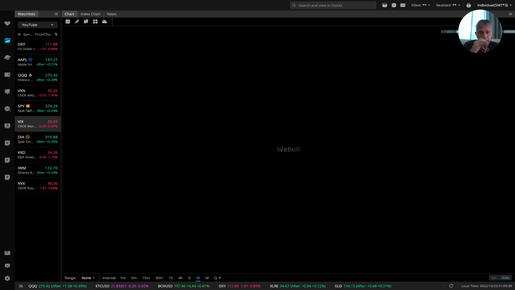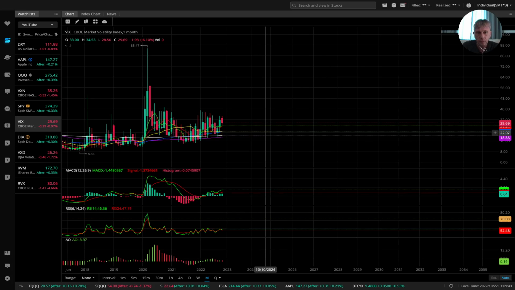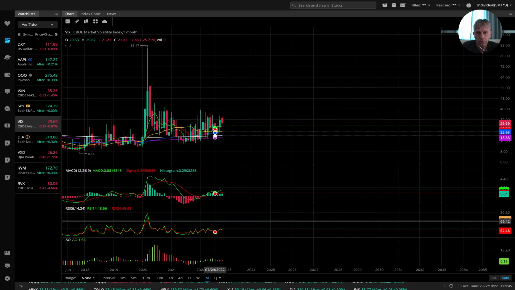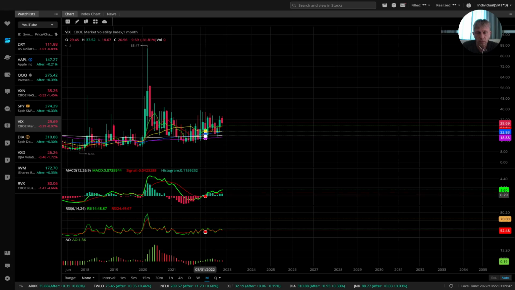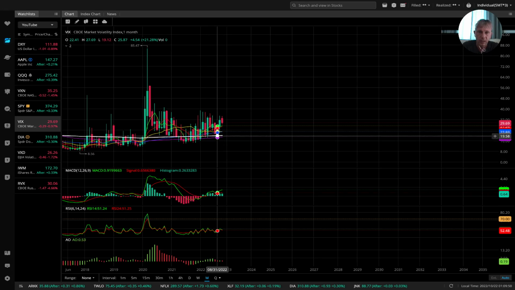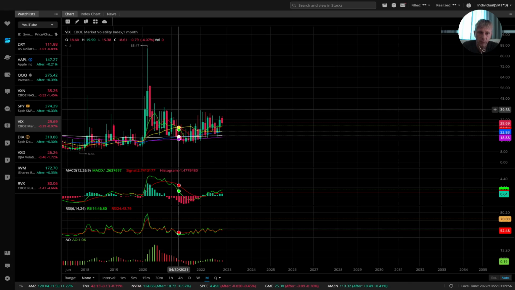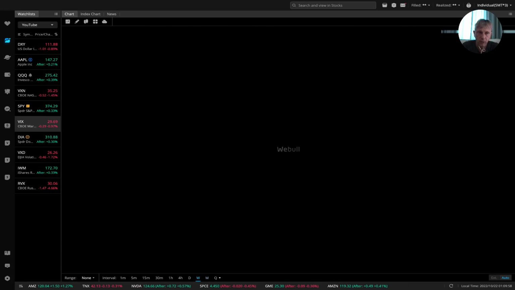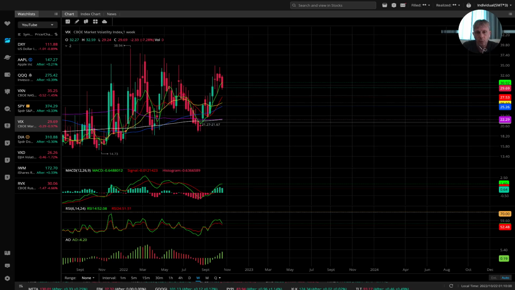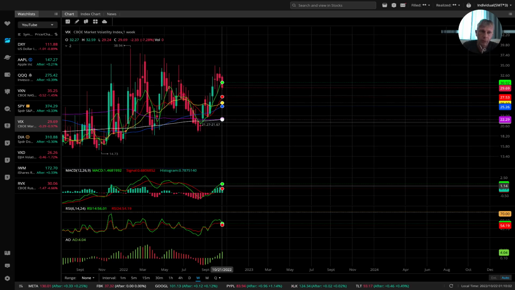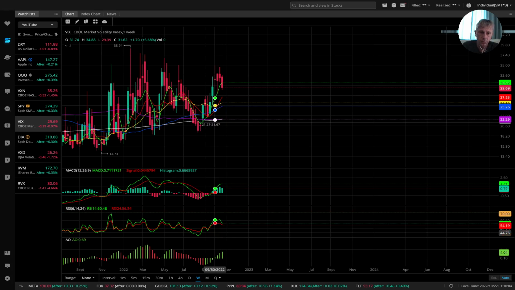VIX monthly. Bullish on MACD. And last bar above all moving averages. Monthly bullish for VIX, bearish for SPY. Weekly, bullish, bearish for SPY. Bullish on all indicators.